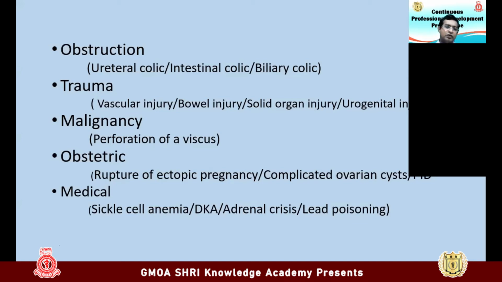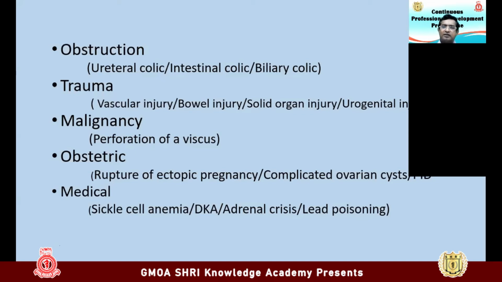And malignancies sometimes give rise to perforation of viscus. It's common to have colonic malignancies in the left side of the colon, sometimes presenting with perforations. And obstetric problems sometimes. There is a sort of difficult area in surgery where we have to differentiate the pure obstetric or gynecological events from pure surgical emergencies. So obstetric components include rupture of ectopic pregnancy, complicated ovarian cyst, sometimes pelvic inflammatory disease, kind of things.